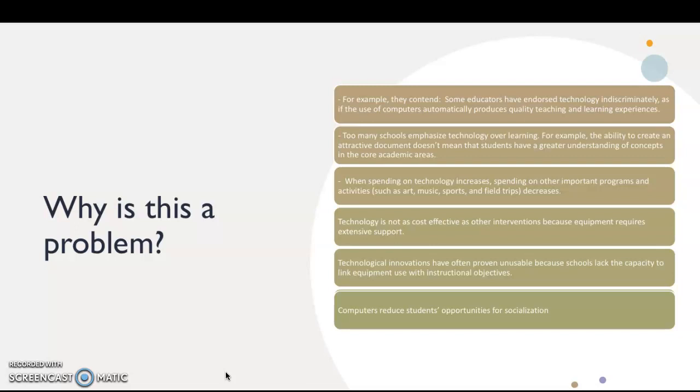Technology isn't always as cost-effective as other interventions because equipment requires extensive support. Technological innovations have often proven unusable because schools lack the capacity to link equipment used with instructional objectives. Computers also reduce students' opportunities for socialization.